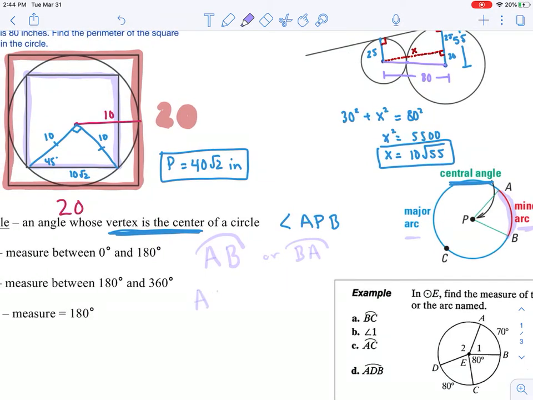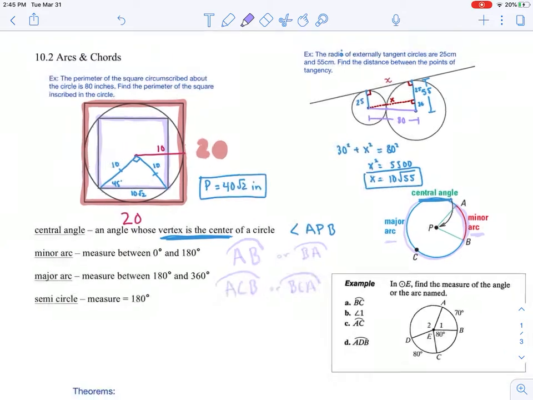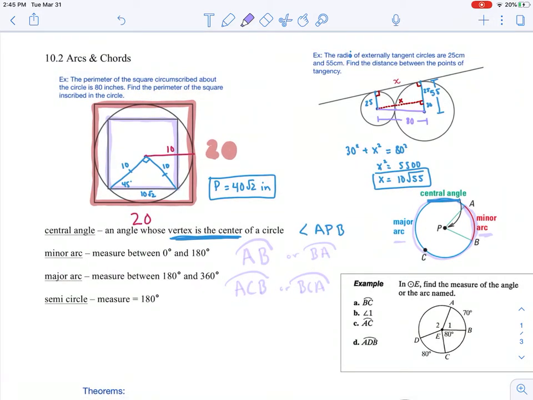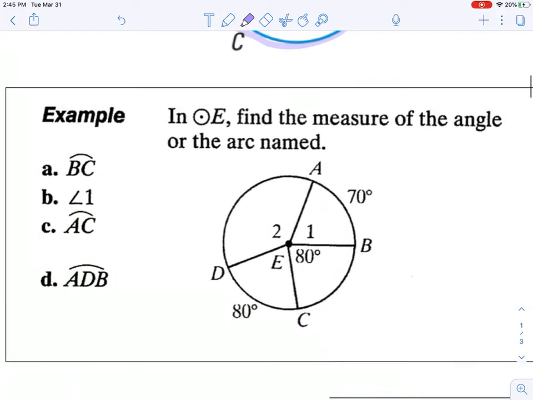So in this case, ACB or BCA. The fact that it's 3 letters long means it's a major arc, and I need all 3. That means it starts at A, it goes through C, and ends at B. And then a semicircle is also an arc. Its measure is 180. You also need 3 letters to name a semicircle. Let's try one real quick before we move on.